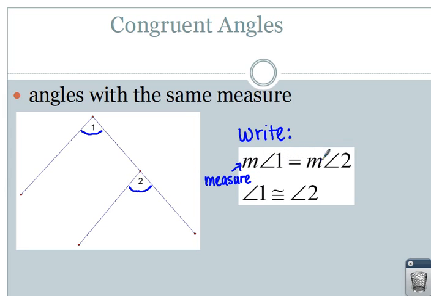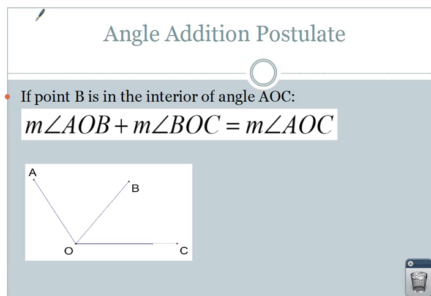Okay, so this would be if we know the measure, we know they're both 40 degrees, then we can put measure of angle 1 and measure of angle 2. The second one, we use the congruent symbol, so we know they're the same, but we don't know how big they are. Then we'll put angle 1 is congruent to angle 2. Okay, kind of pay attention to how you're supposed to write these and it'll be okay. All right, angle addition postulate.